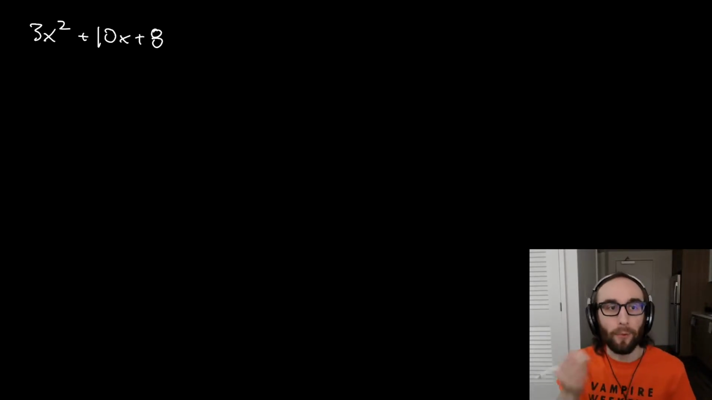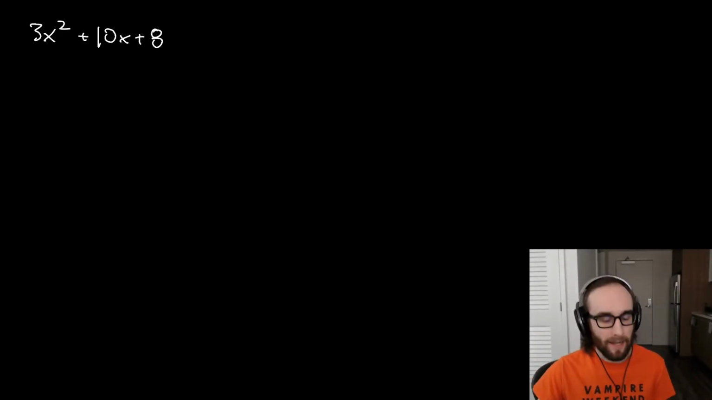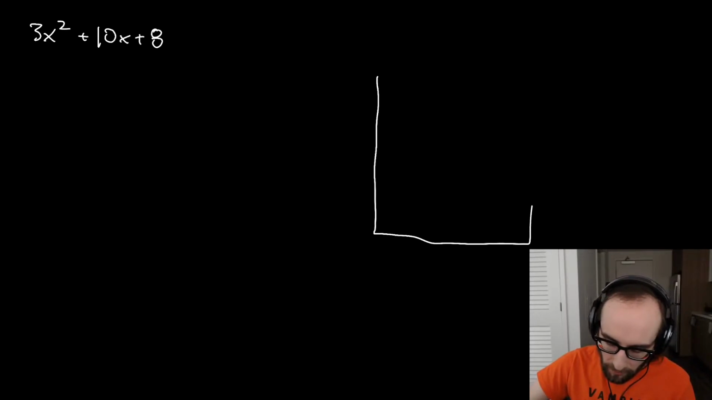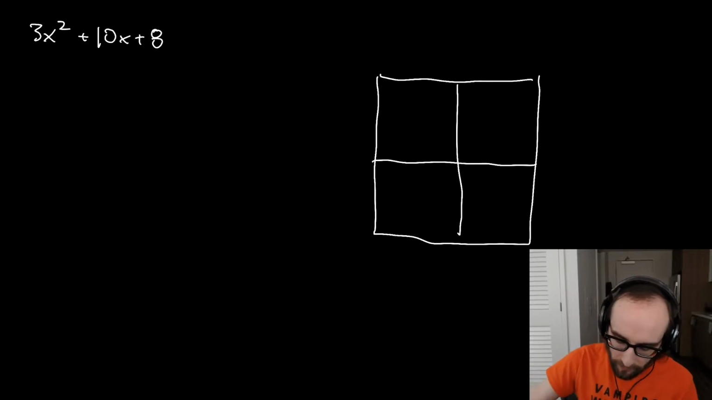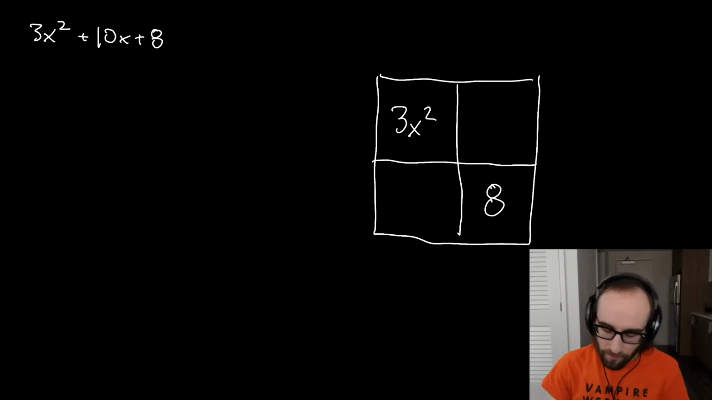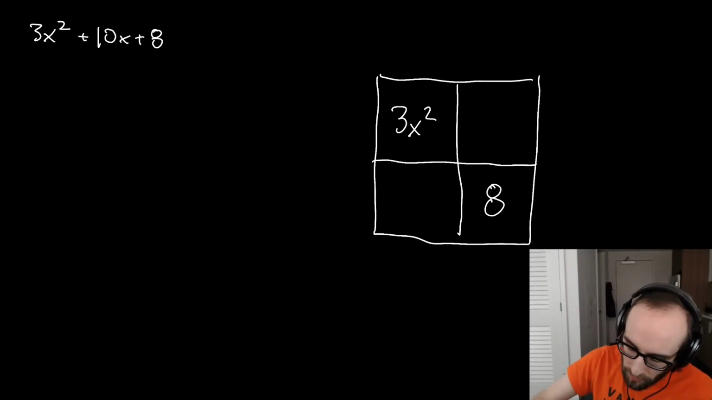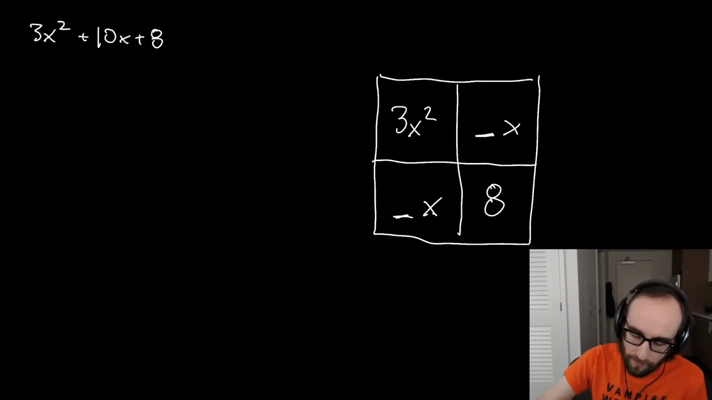Let's do one other quick example. Okay, so here we have 3x squared plus 10x plus 8. So again, we're going to start off by drawing out our area model, putting in the two diagonals that we know. We know we have a 3x squared here and an 8 down here. And then we're trying to find our two missing numbers, which are going to go here and here. And again, we'll have an x in each of these spots.